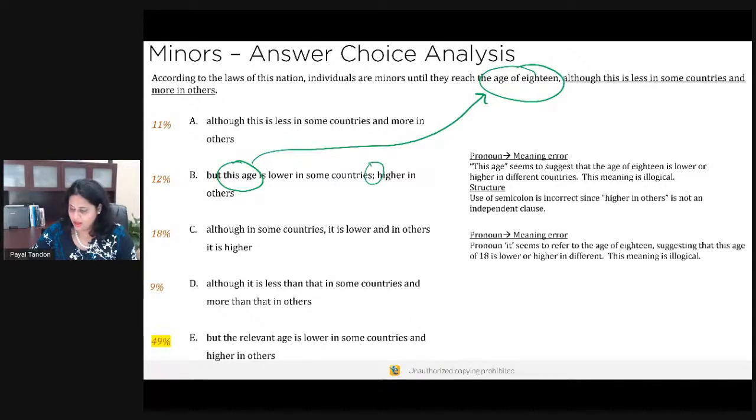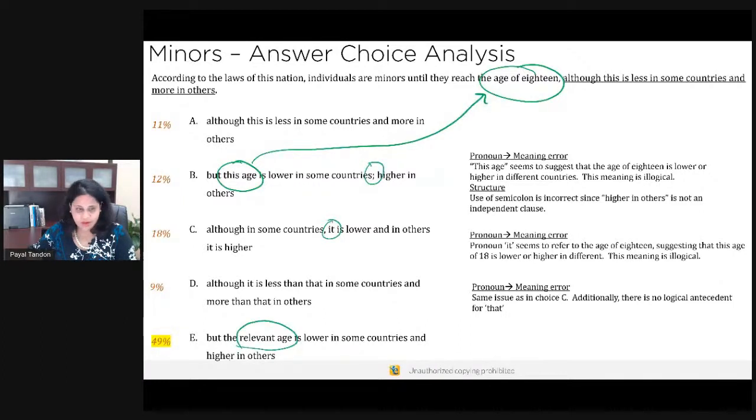Okay, now let's look at choice C. A couple of people selected choice C. Again, it refers to the age of 18, and that's why it's wrong. It's the same pronoun issue. Now choice D, nobody selected that. Choice E is the correct answer, but the relevant age is lower. It corrects both the issues, both the pronoun issue as well as the idiom issue.